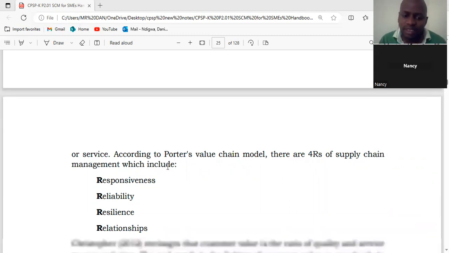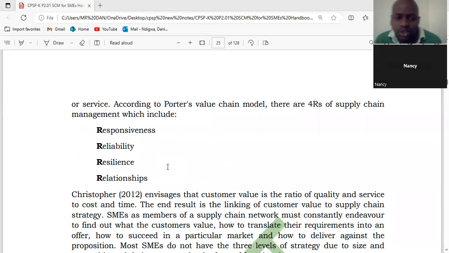The first R is responsiveness. So they need to respond to what is happening in the industry. Responsiveness also means they need to comply with what is happening in the industry. Then the other thing is reliability. They need to be reliable, in that at the end of the day, customers will look at how reliable you are, so that they can always come to you again and again.